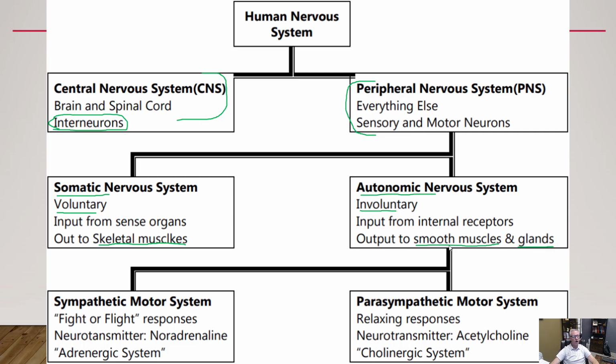And we can break the autonomic nervous system down into the sympathetic and parasympathetic nervous system. Remember, sympathetic is fight or flight, and the parasympathetic is rest or digest. And we'll get into this adrenergic, noradrenaline, acetylcholine, cholinergic later on.